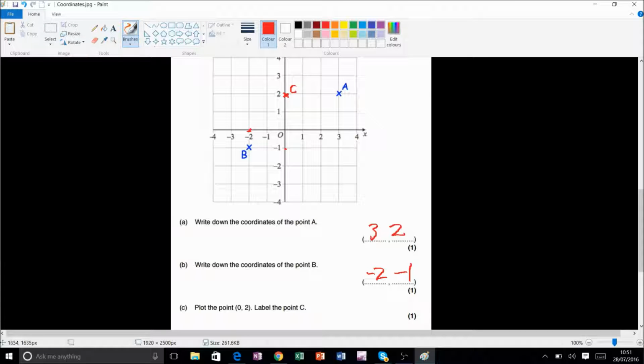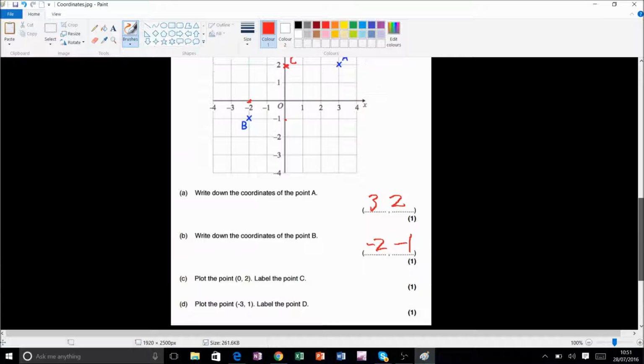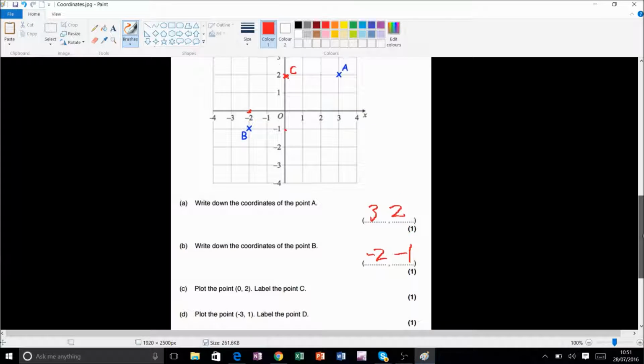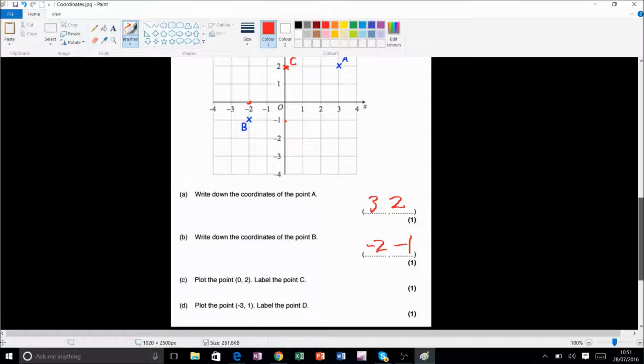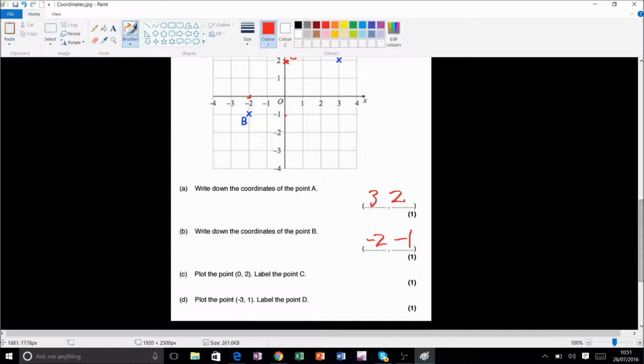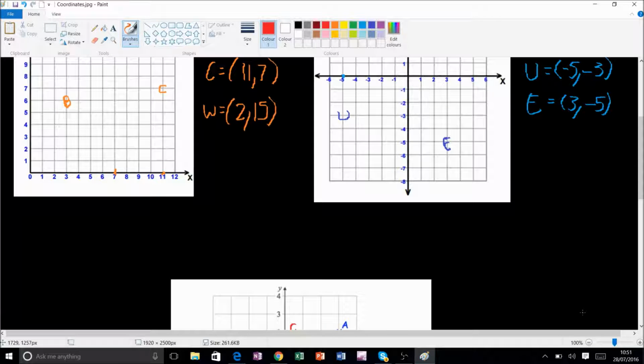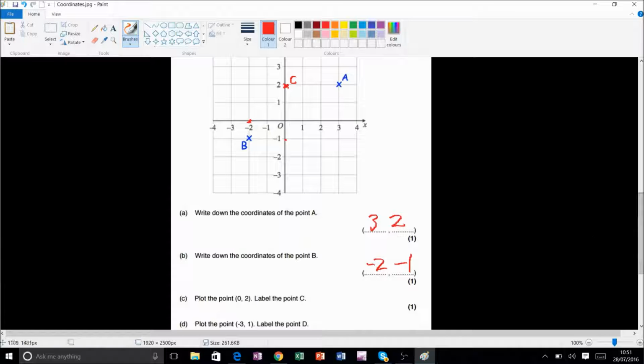Now the last question says plot the point -3, 1. So we go across to -3 and then up to 1, which is there. And we call that point D.